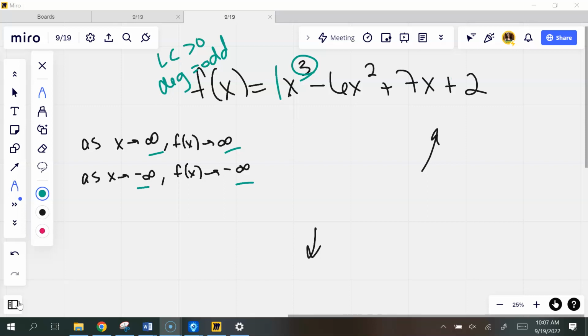What would the y-intercept be? How do you know? Put 0 in for every x, it leaves you with 2. That means it's crossing the y-axis at 2. So now I don't know anything else about this graph without graphing it, but I do know the degree is 3. I know what the ends are doing, and I know what the y-intercept is. Without even calculating anything, I've gotten that much information. Does that make sense? Okay.